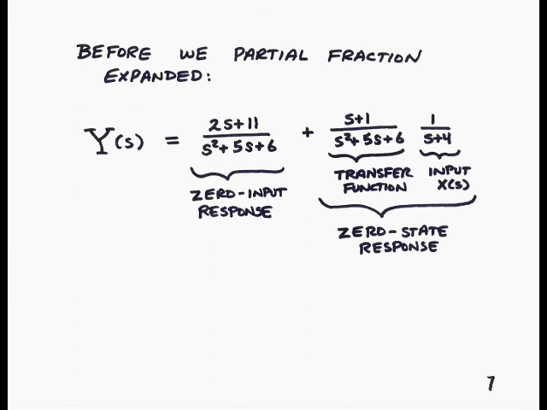And the second term was the transfer function times the input. The transfer function was (s+1)/(s^2+5s+6), and the input was 1/(s+4). That was the zero state response, and that's due purely to the input. So we see superposition at work here. The zero input response plus the zero state response summed together make the total response Y(s), here in the frequency domain.